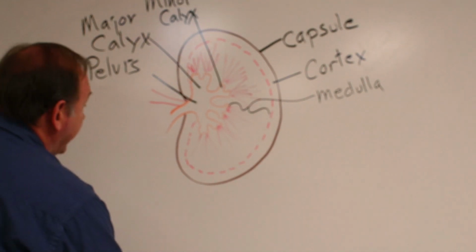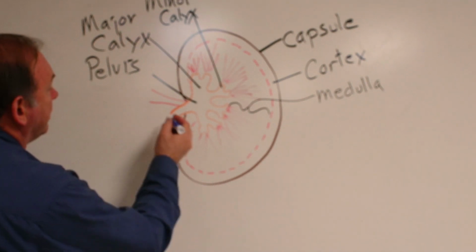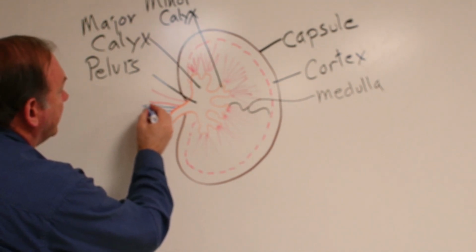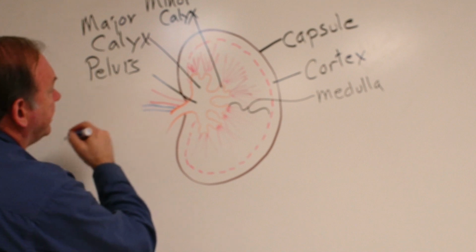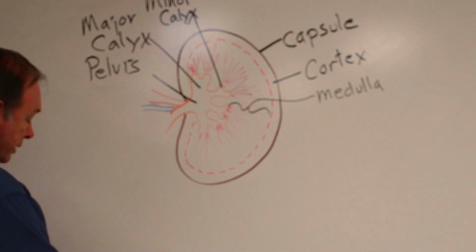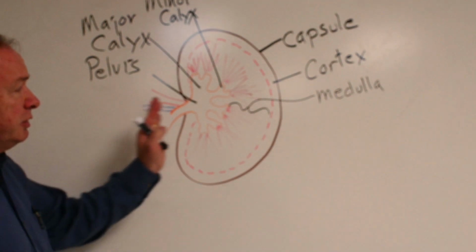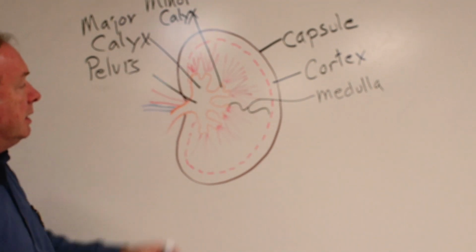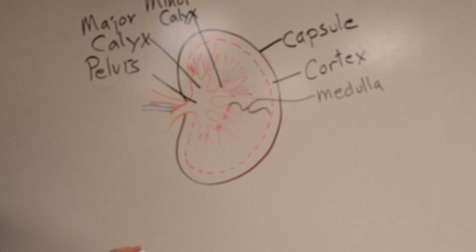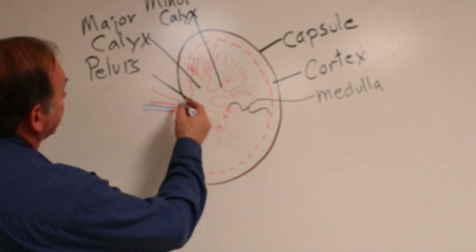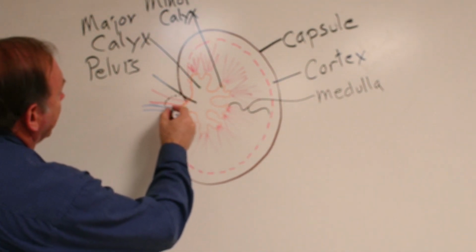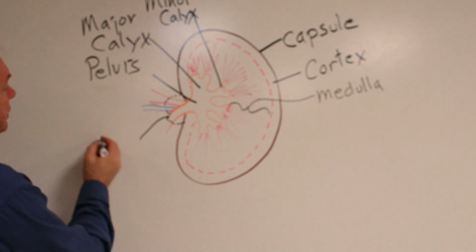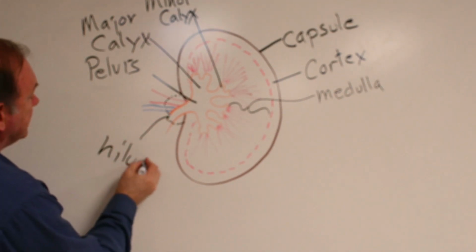And then there's a vein that comes back out the other way, carrying blood that's already been through, and this goes to the vena cava, the inferior vena cava. So it's a fairly direct blood supply route from the aorta to the kidney, and then from the kidney to the vena cava. Okay. So anyway, like I said, I'll make a dotted line right here to represent kind of a bracket around that region. It's called the hilus.